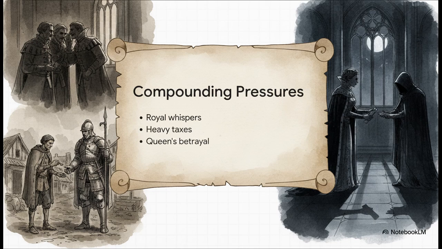Compounding pressures drive him toward paranoia and anger. Think about it. You've got royal advisors secretly whispering in low light, suffering villagers being absolutely crushed under heavy taxes, and then the ultimate hidden dagger, the queen herself secretly meeting with an enemy leader. It's just a recipe for total disaster.